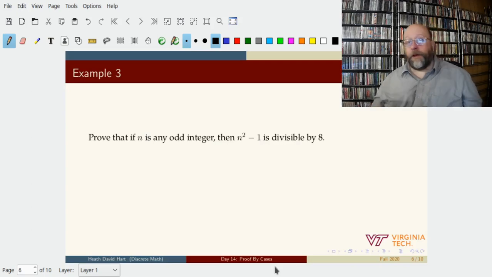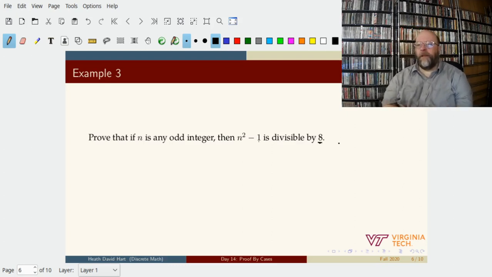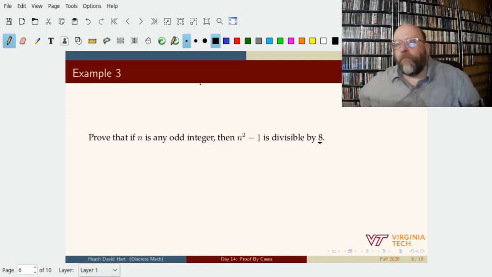Let's try another one. Prove that if n is any odd integer, then n squared minus 1 is divisible by 8. So this is going to be a little tricky. How are we going to get to be divisible by 8 if all we know is that n is an odd integer? So let me show you where the tricky part comes from. This is, again, just a thought process, not the proof.